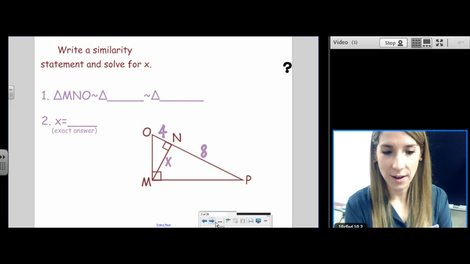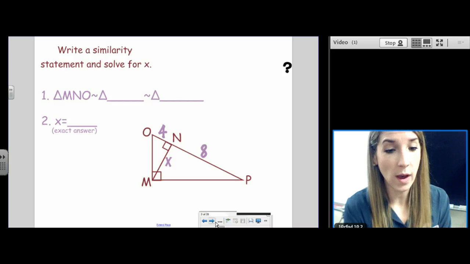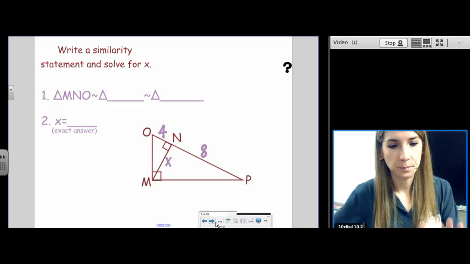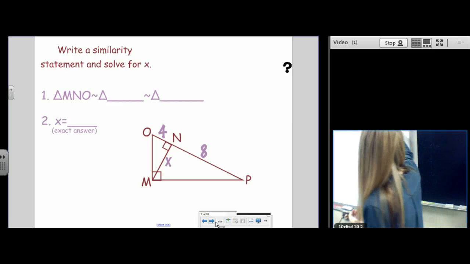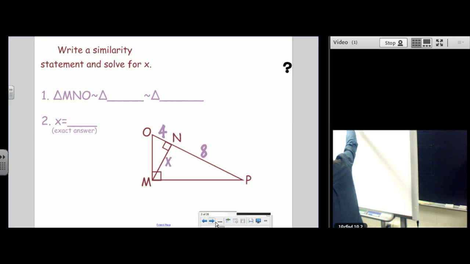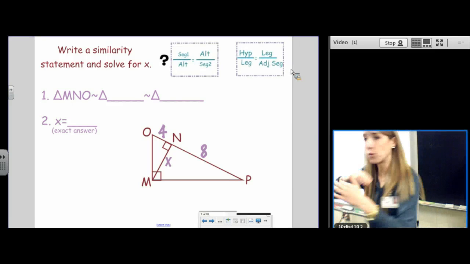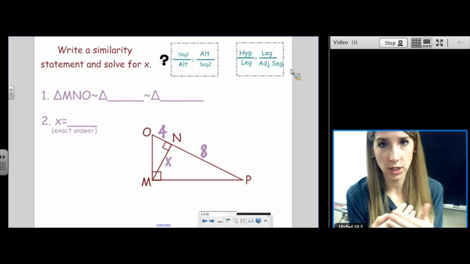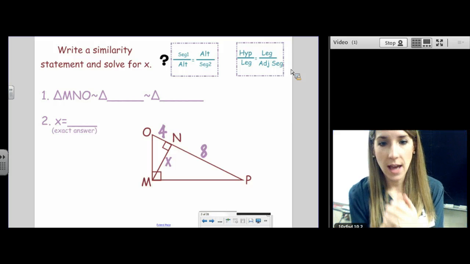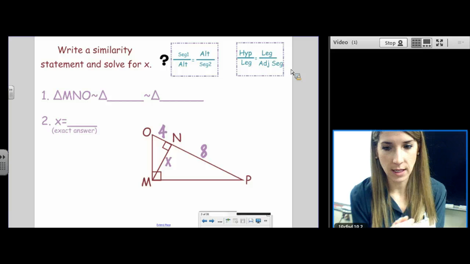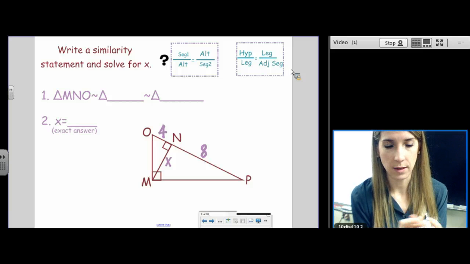So you need to factor tree it. You need to simplify the radical. You need to pull out the perfect squares, okay? So just a hint, you are going to use geometric mean. And yes, you need to re-memorize these proportions for your assessment.